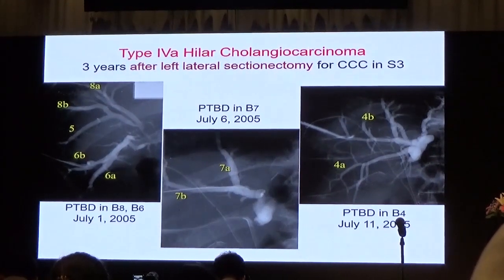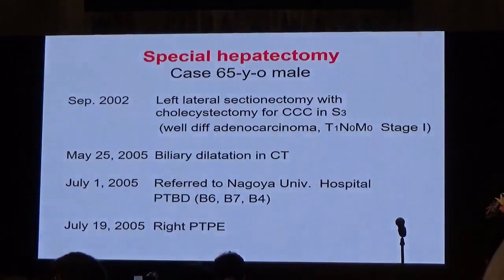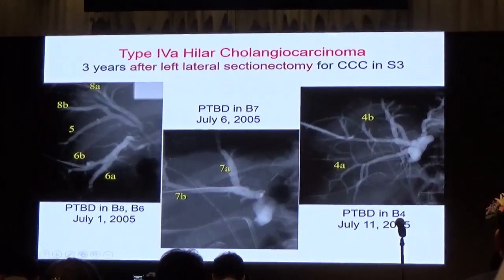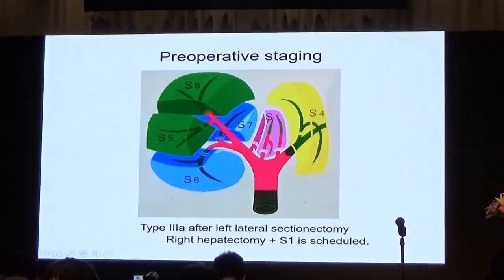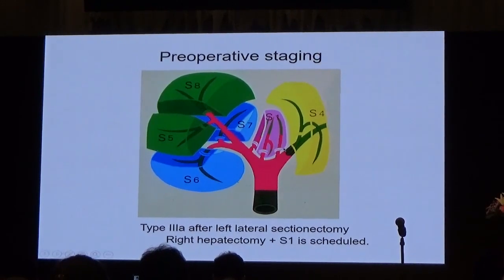According to this picture, I decided on right hepatectomy, and only the left medial section could be preserved like this. The major part of the tumor is located on the right side, and the limited progress of cancer was identified here near the confluence of segment 4.